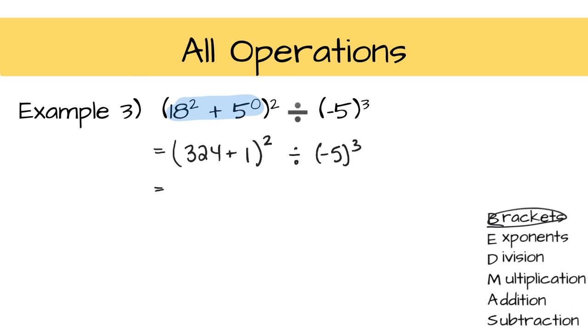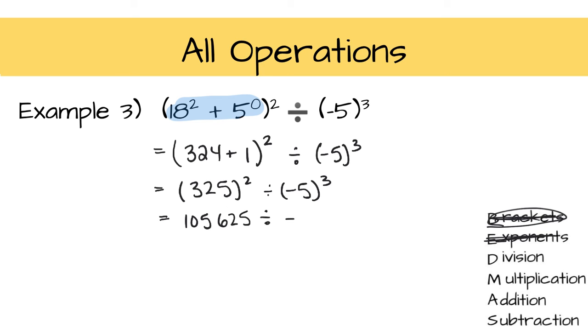So again, next we're still going to solve inside those brackets, so we get 325 squared divided by negative 5 cubed. So we've taken care of our brackets. Our exponents are next. So we're going to square and cube those pieces. So we're going to get 105,625 divided by a negative 125, which gives us a value or standard form of a negative 845. And so we've taken care of all of these other pieces of our order of operations.